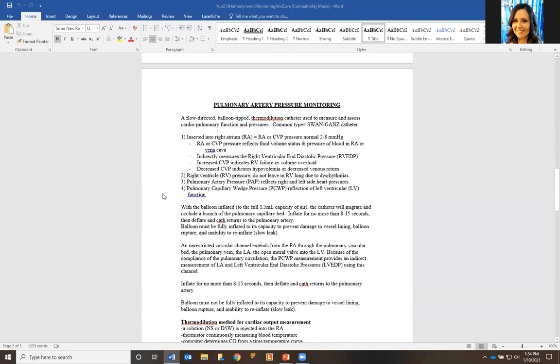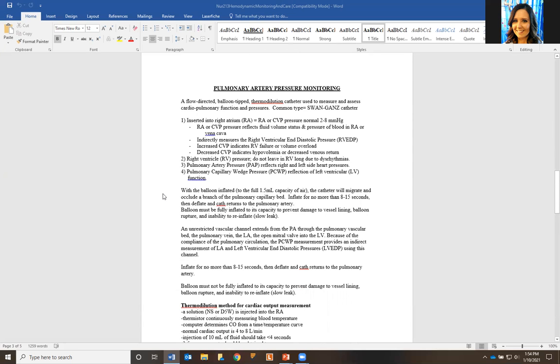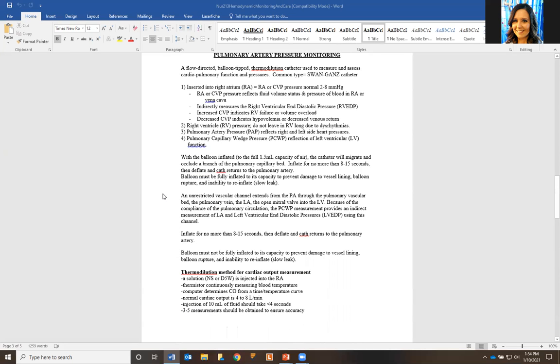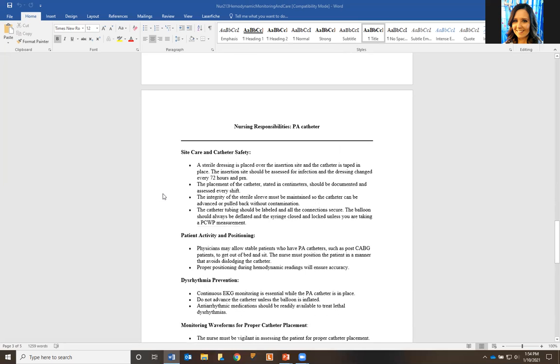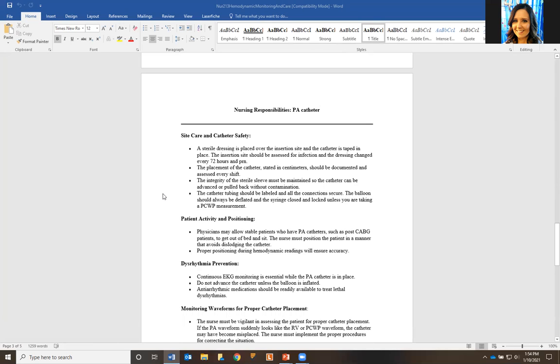With our pulmonary artery cath, just remember we need to watch our waveforms. Make sure we're not in the wedge waveform. Remember our sterile dressing, we usually change it every 7 days if it has a biopatch. If it doesn't have a biopatch, then possibly every 72 hours. But we can also change it as needed.